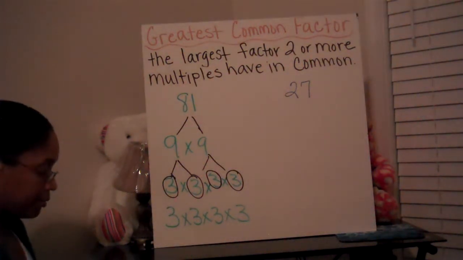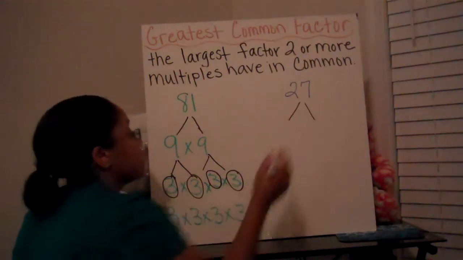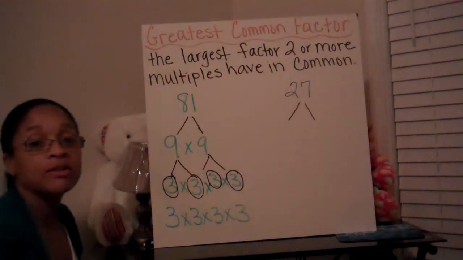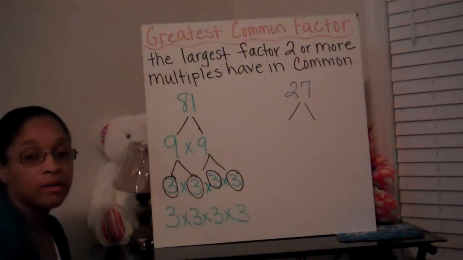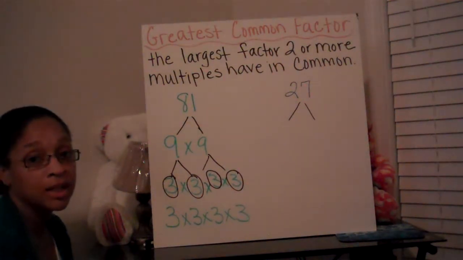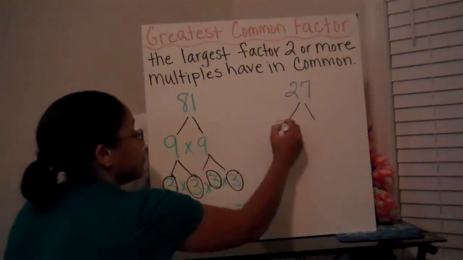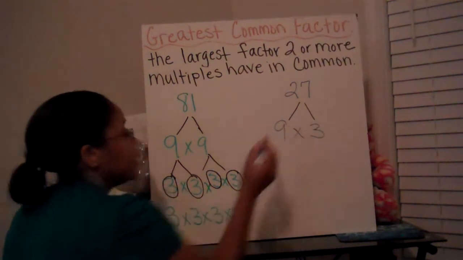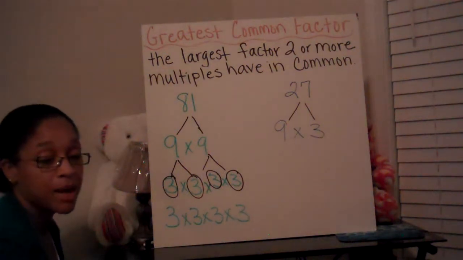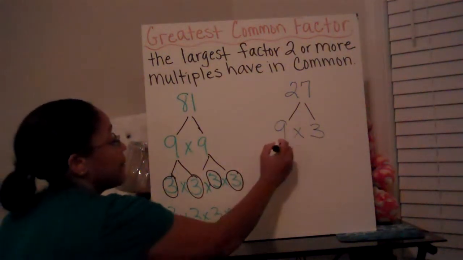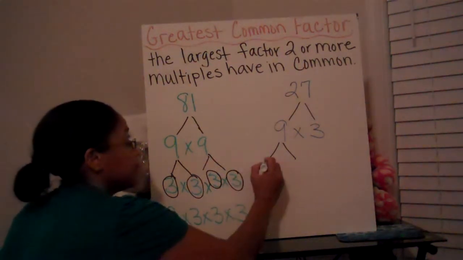Next is 27, and we have to decompose 27. 27 is composite because there are 4 factors that make 27. So it has at least two or more factors that make 27 other than 1 and itself. So I'm going to use 9 times 3 to make 27. And then I'm just going to decide if each one of those factors are prime or composite. 9 is a composite number, so I'm going to decompose 9. And 3 times 3 makes 9.